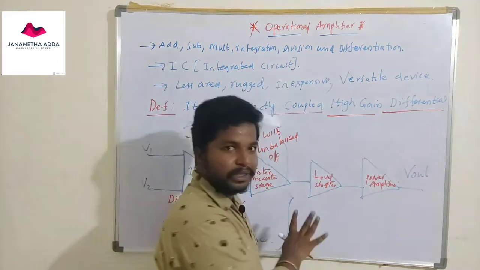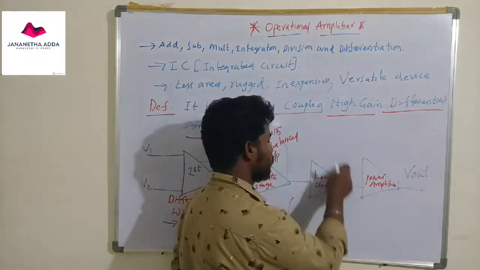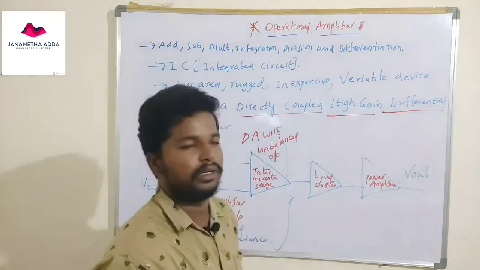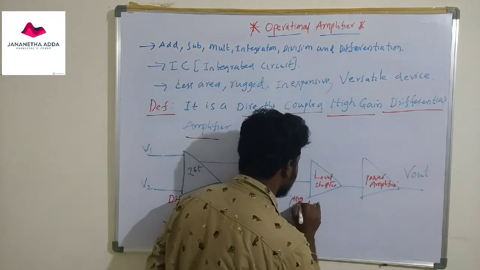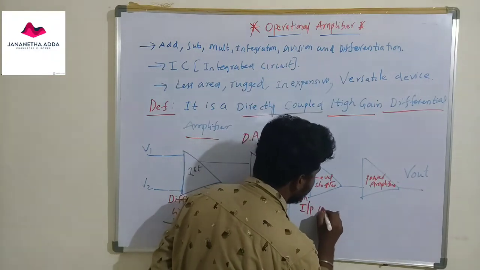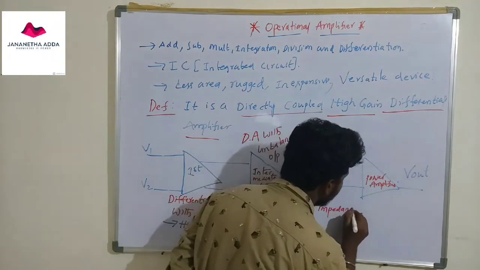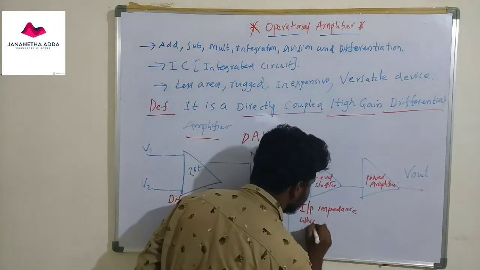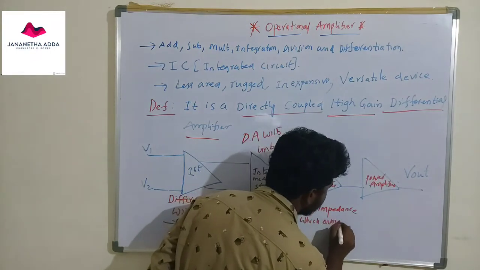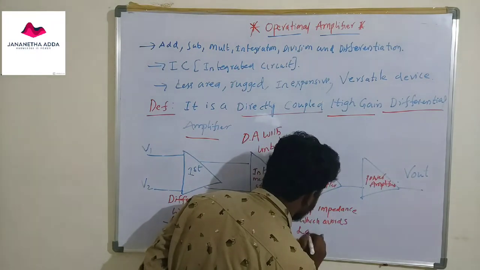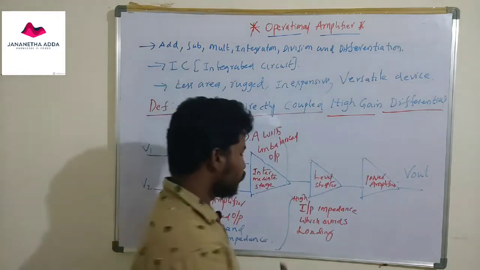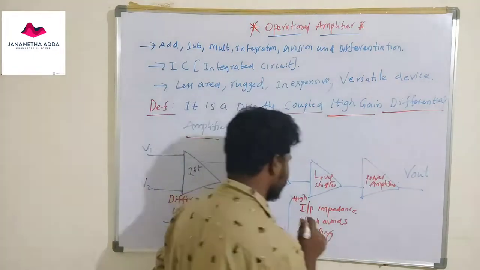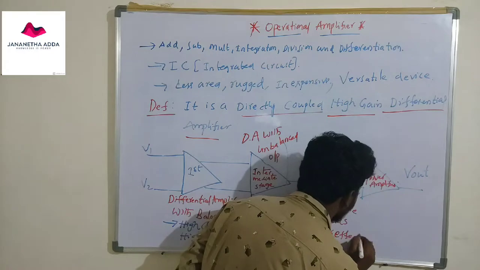So to block the DC, I am using the level shifter. The level shifter has high input impedance, which avoids the loading effect. All these terms will be new for you, so we will discuss all the information in the next video. It avoids the loading effect.